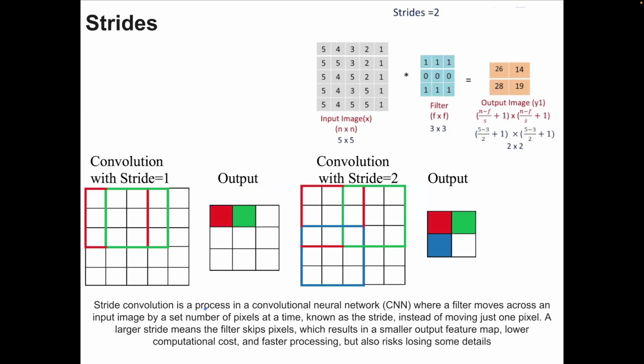So stride in convolution is a process in convolutional neural networks where a filter moves across an input image by a set number of pixels at a time, known as a stride. Instead of moving just one pixel, a bigger stride means the filter skips pixels, which results in a smaller output feature map, lower computational cost, and faster processing, but also risks losing a lot of details.